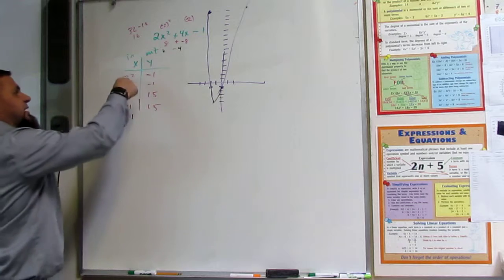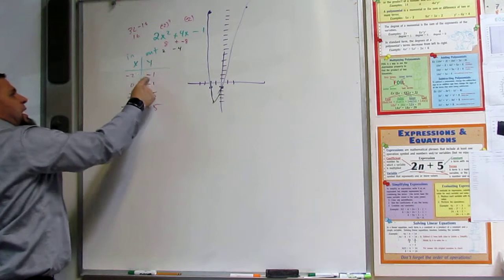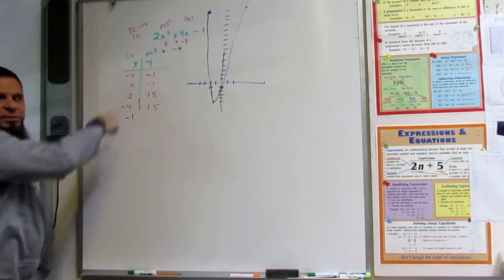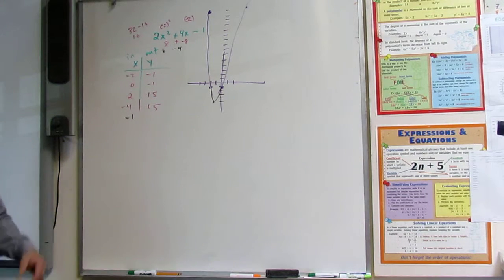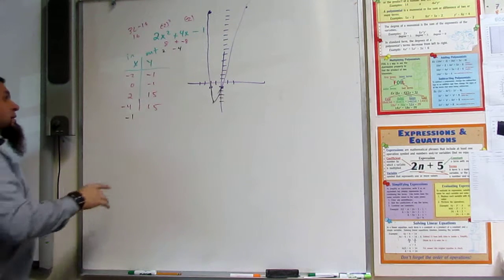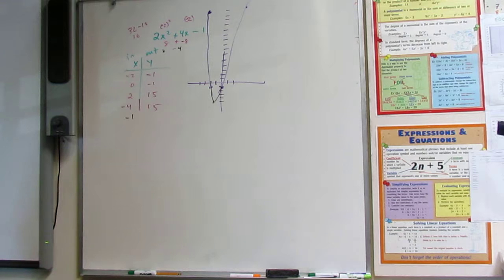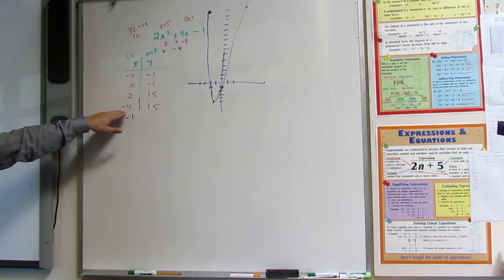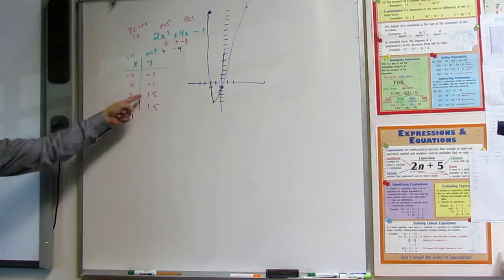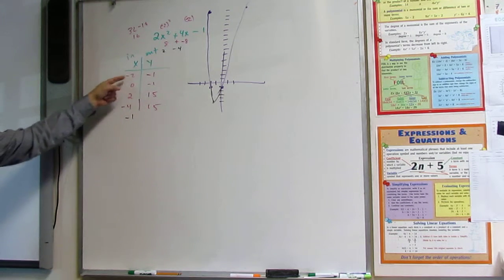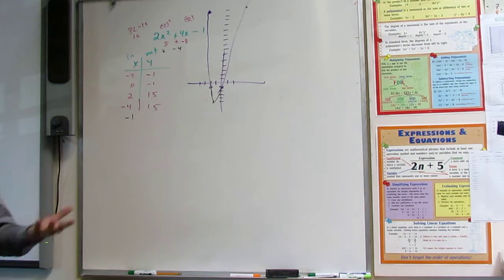When I plugged in -2, I found that y was -1. And when I plugged in 0, I found that y was -1. I was like, oh okay, so they're going to be the same. Then when I plugged in a 2, I found that it was 15. So I was like, okay, let me go to the other side. So 2 over this is 15. Symmetrically, if it's symmetrical, then I should go 2 from here, and that should be 15, and it was.